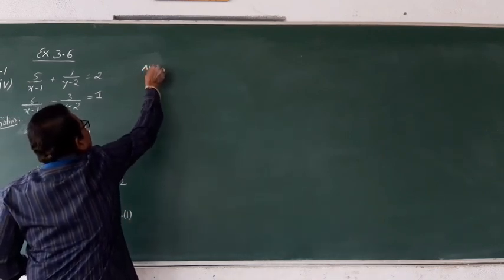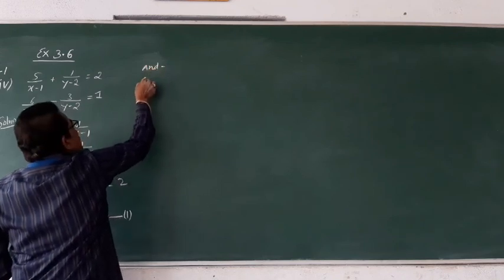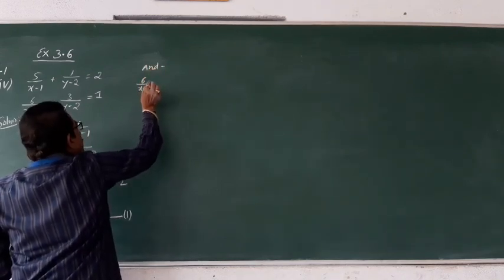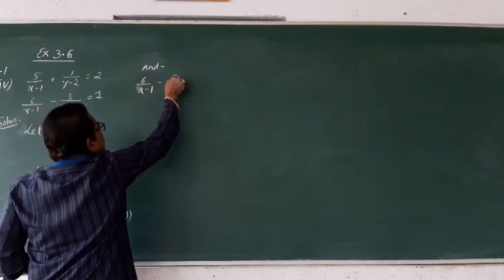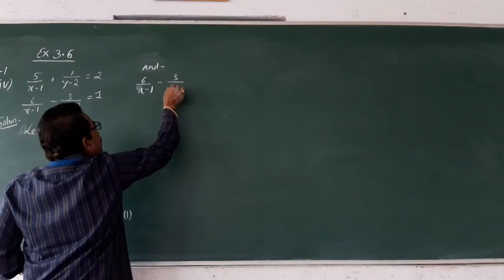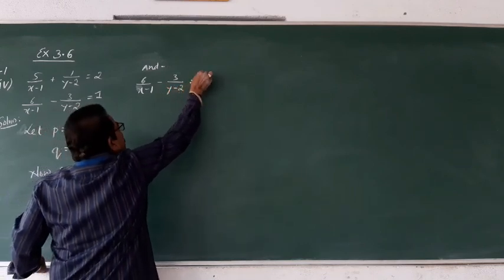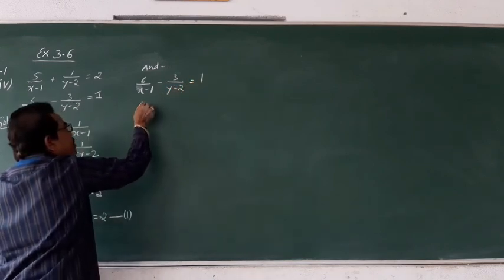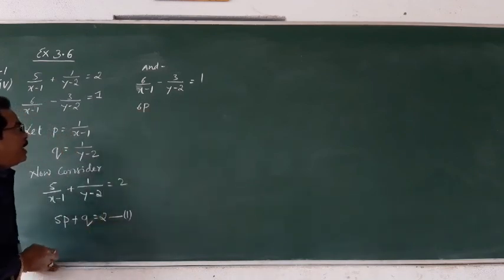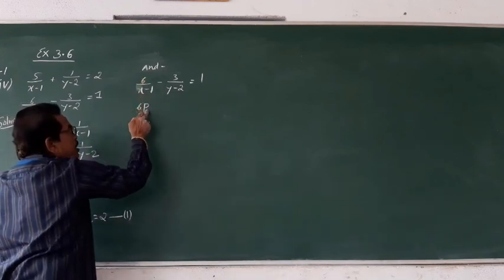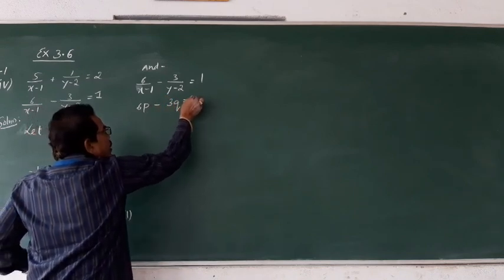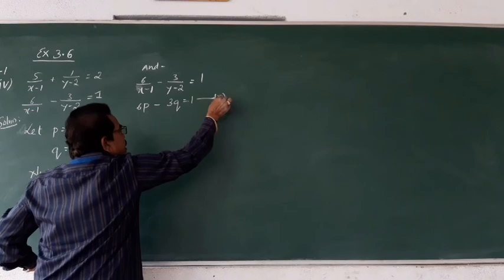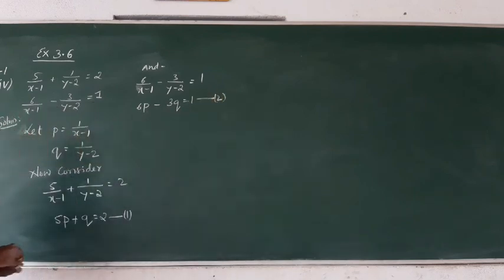And 6 divided by x minus 1 minus 3 divided by y minus 2 equals to 1. This becomes 6p, because 1 divided by x minus 1 is p, minus 3q equals to 1. Say for this second equation 2. Solving 1 and 2.